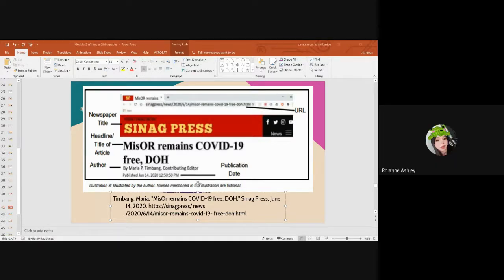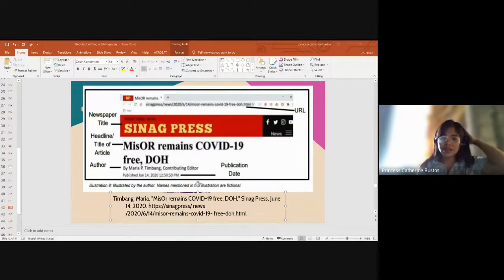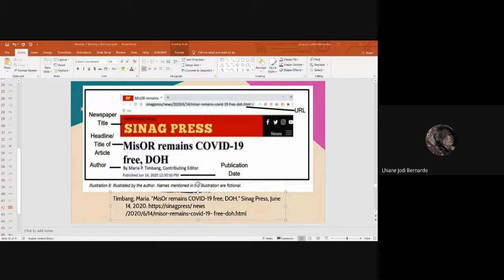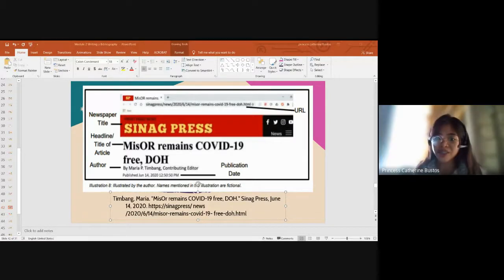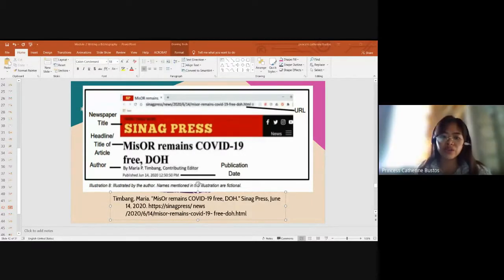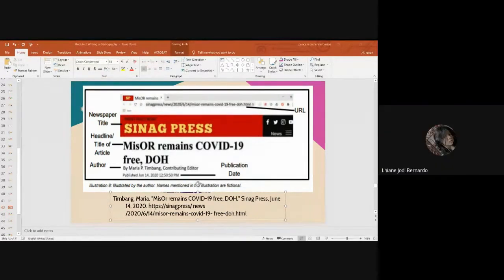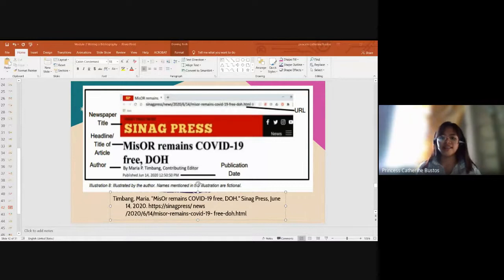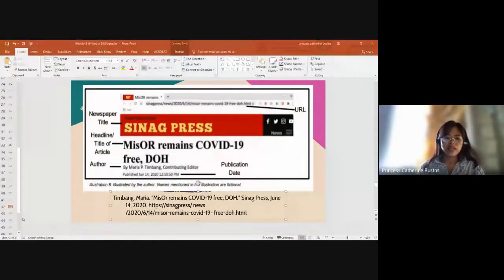Publication date. Okay, so do we have the publication date right away after the title of the article? Yes, Lian, we have the newspaper title first. Remember that. After the title of the article, newspaper name. Okay, comma. What's next? Marielle. Publication date po. Okay, June 12, 14, 2020. Period. Then after that, we have the URL.